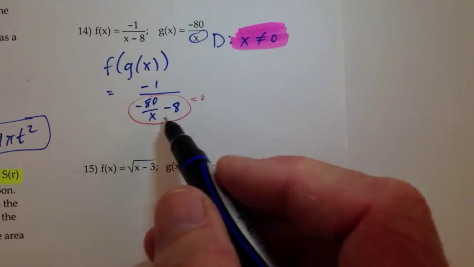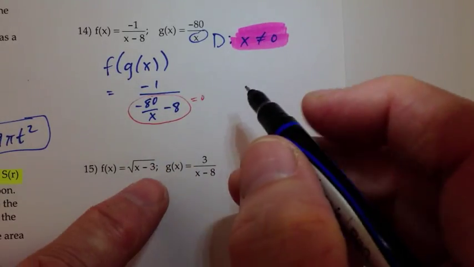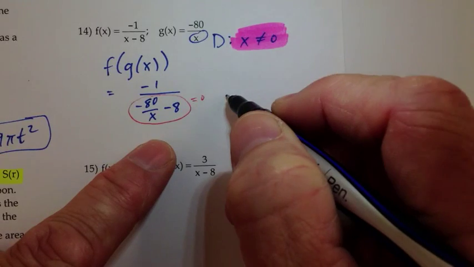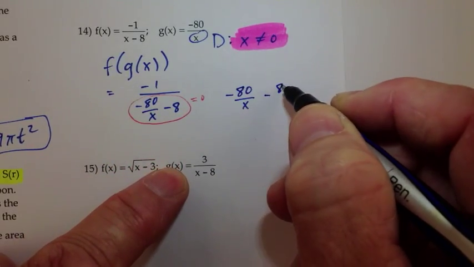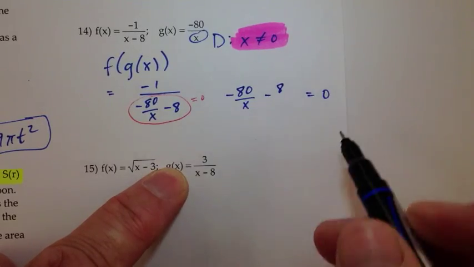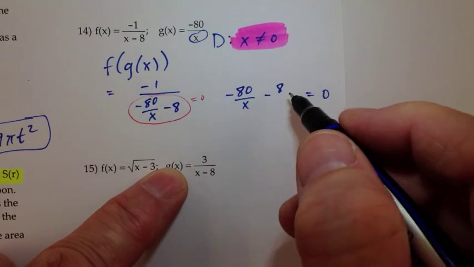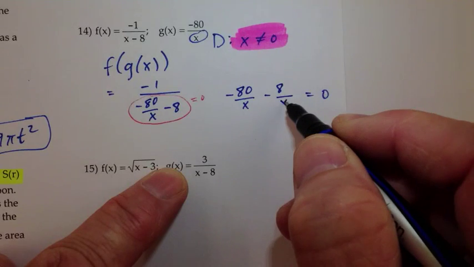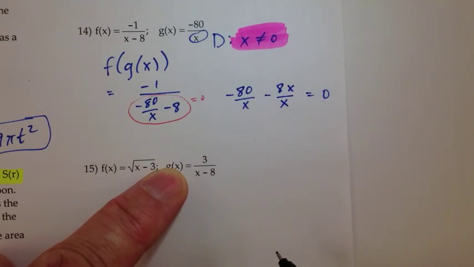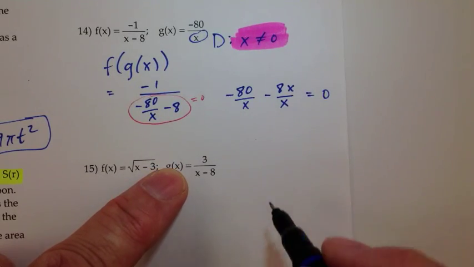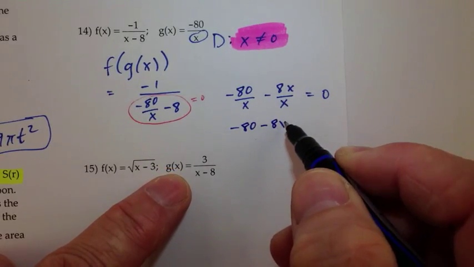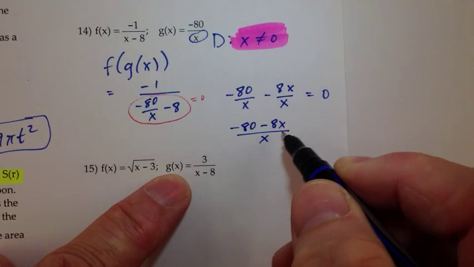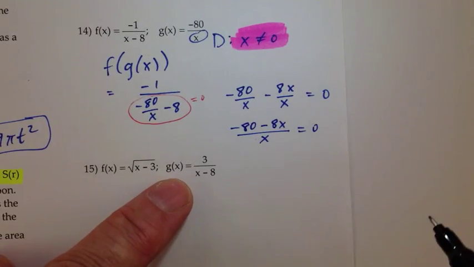But there may be something else here that comes up when we try to set this equal to 0. So we get -80 over x minus 8 is equal to 0, and I purposely put the 8 up there because I know what I have to do here. I have to get a common denominator, and that's multiply top and bottom by x. And so we get -80 minus 8x all over x is equal to 0.